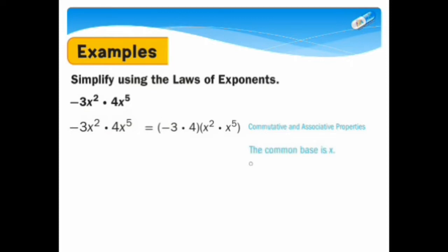After that, we look at the common base. Do we have a common base here? Yes, we have the x. So the common base is x. This means that first we multiply negative 3 times 4, which is negative 12. And the common base x is raised to the addition; we add the exponents because it is multiplication here. So we add 2 plus 5, and this will give us negative 12x power 7.